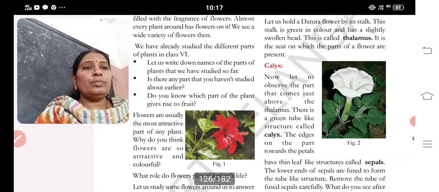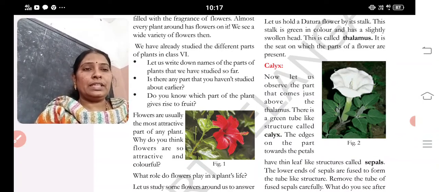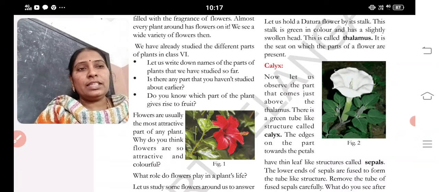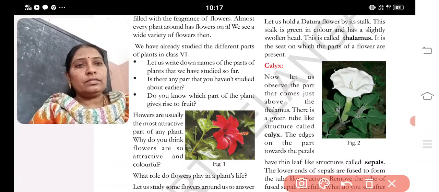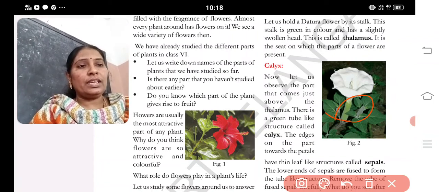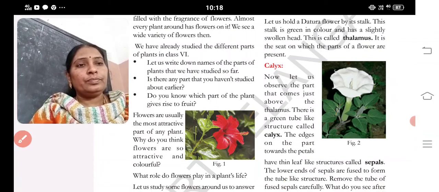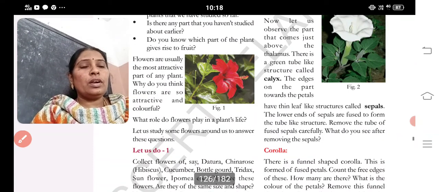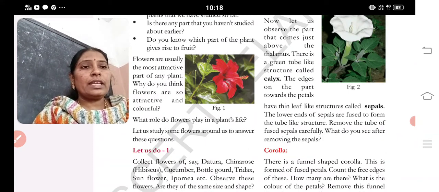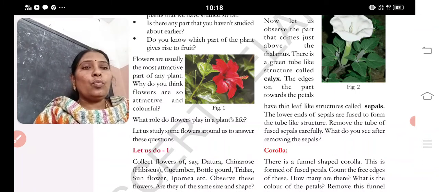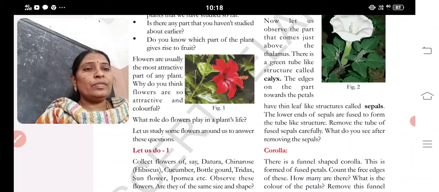Now let us observe the part that comes just above the thalamus. There is a green tube-like structure called the calyx, and the edges of this part are towards the petals. See, this part is said to be the calyx. Okay. Now the edges of the part towards the petals have thin leaf-like structures called sepals. The lower ends of the sepals are fused to form the tube-like structure. Remove the tube of fused sepals carefully. What do you see after removing the sepals?